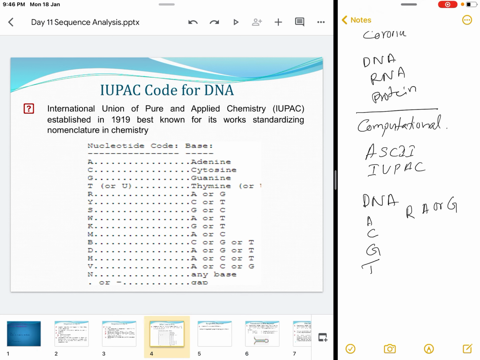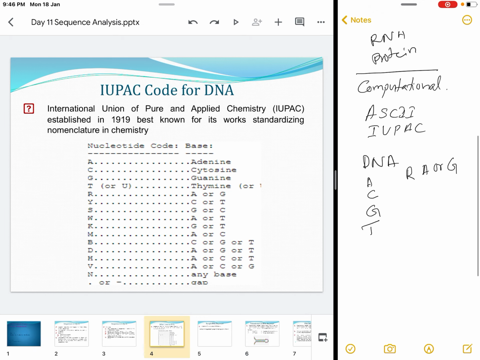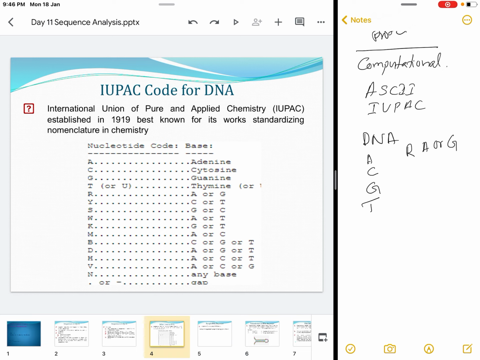And like that, you have a code for each nitrogen base or a combination or a classification of nitrogen bases. So that is something called the IUPAC code for DNA. In the same way, we have the IUPAC code for RNA. The only difference is that instead of a T we use the letter U, which represents uracil. So instead of T we use U in the IUPAC code of RNA.